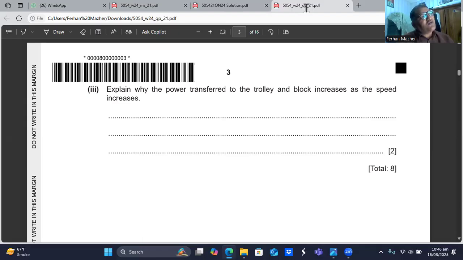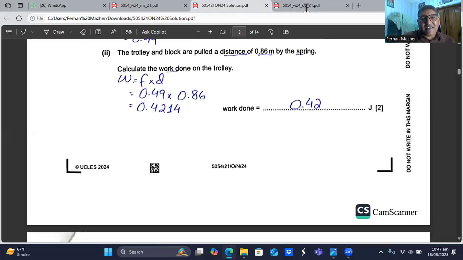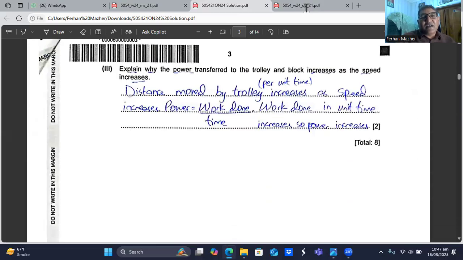So when the trolley speeds up, the trolley will cover the distance in less time because it is moving faster. So the power, which is work divided by time. If the trolley covers the same distance in less time, the work will be done in less time. So that's why the power will increase. This is my thinking. So let's see.